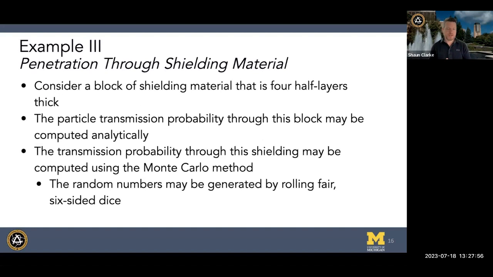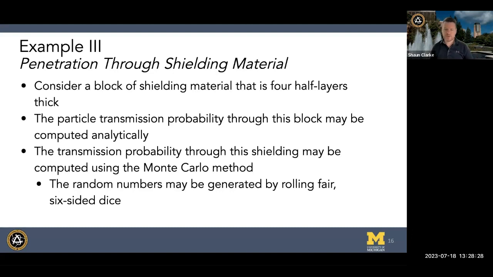Okay, now let's talk about physics. This third example is penetration through shielding material. This is a problem where we're going to think about a block of shielding material that is relatively thick, and we want to calculate the probability that a single particle makes it through that block. This problem is defined in such a way that that calculation can be done analytically very easily. I'll show on the next slide. But we want to compute it using Monte Carlo.